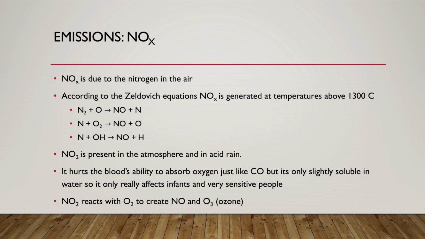So the first thing that we're going to talk about is the emissions of NOx. And so NOx is due to nitrogen in the air. There's a lot of NOx production in a diesel engine because you have a diffusion flame. But also with that, it's complex because of the unsteady mixing of fuel and air, and then the mixing of combustion products now more with fuel and air because you have flame propagation, and it doesn't all ignite at the same time. According to the Zeldovich equations, NOx is generated at temperatures above 1300 C.